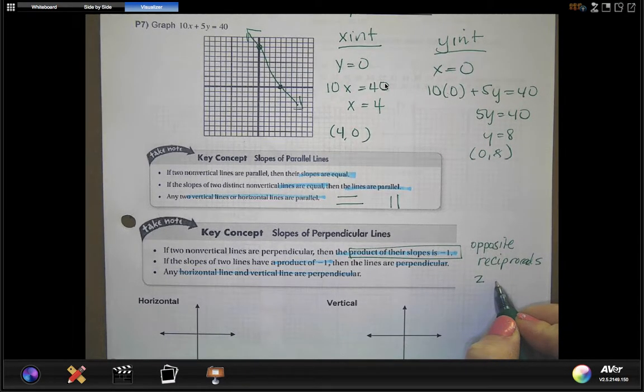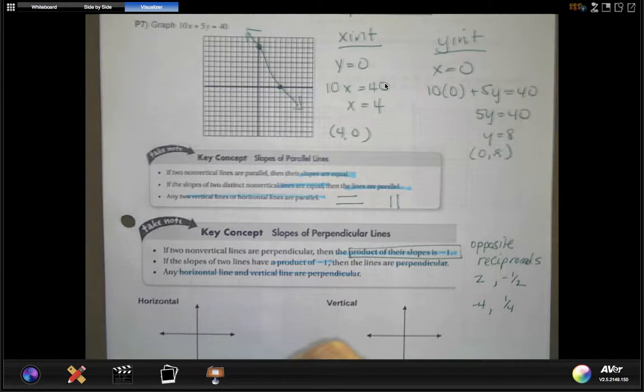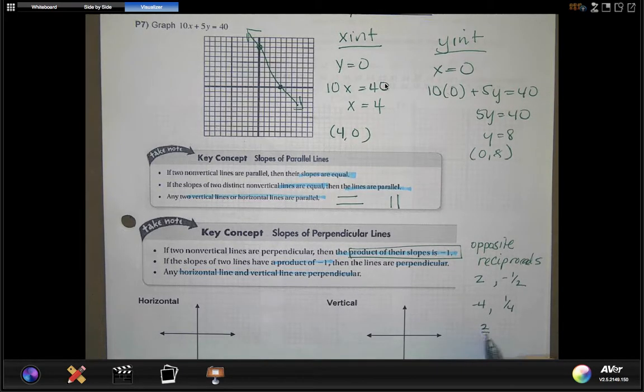So 2 and -1/2. If I multiply those together, I get -1. -4 and 1/4. If I multiply those together, I get -1. 2/3 and -3/2. If I multiply those together, I get -1. Okay? All right, let's just talk about a couple things here.